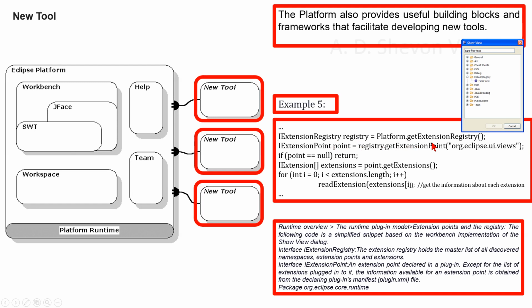The following code is a simplified snippet based on the workbench implementation of the show view dialog. We see above that the registry can be obtained from the platform class. The protocol IExtensionRegistry is used to find the extension point named org.eclipse.ui.views. Information in the registry about particular extension points or extensions can be found in the protocol defined in IExtensionRegistry.